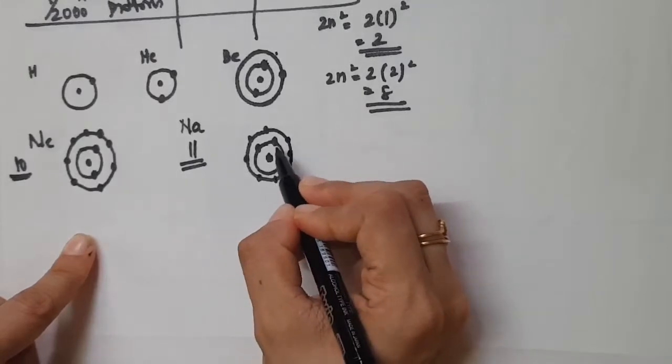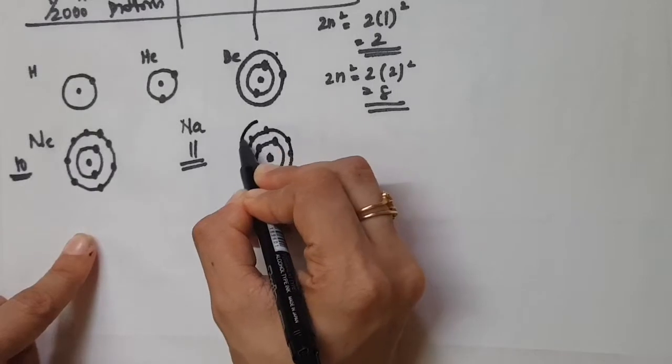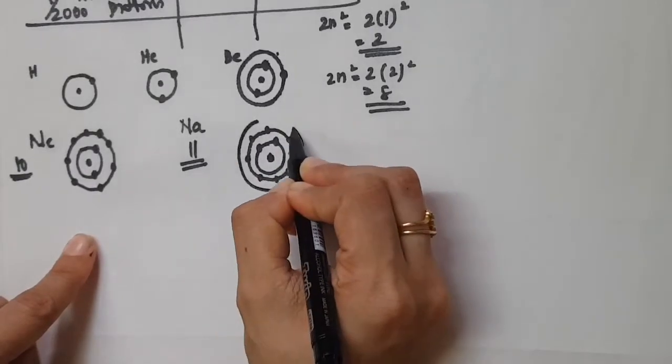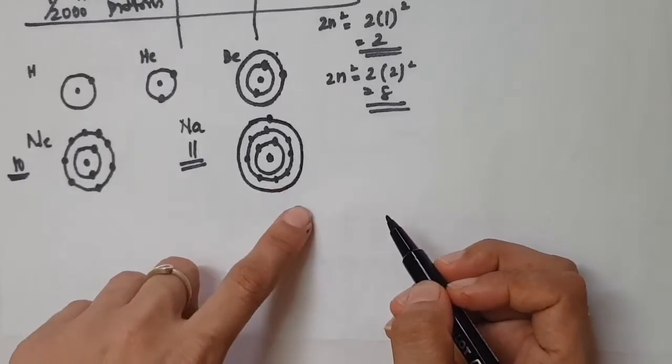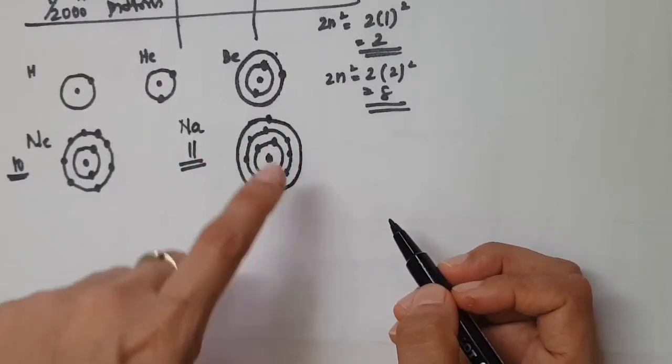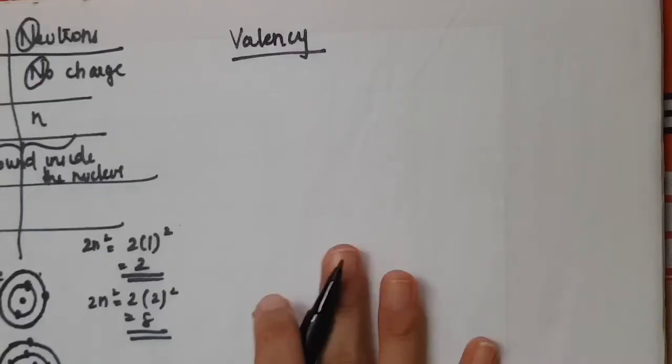So still we have 8, 9, 10, we have one more electron to be filled. So this electron is filled in the third shell. So this is the stepwise manner, that is, the electrons are filled in a stepwise manner. Now we'll see about valency.